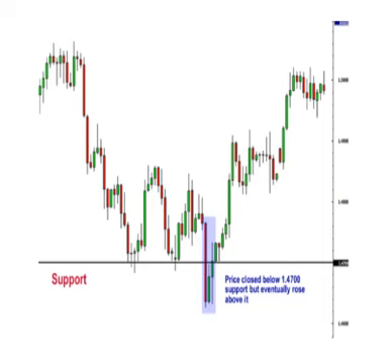We can take a look at one more example. Then, as you can see, at the support level, the price closed below 1.4700 support, but eventually rose above it. That is highly important to set stop losses in such cases.